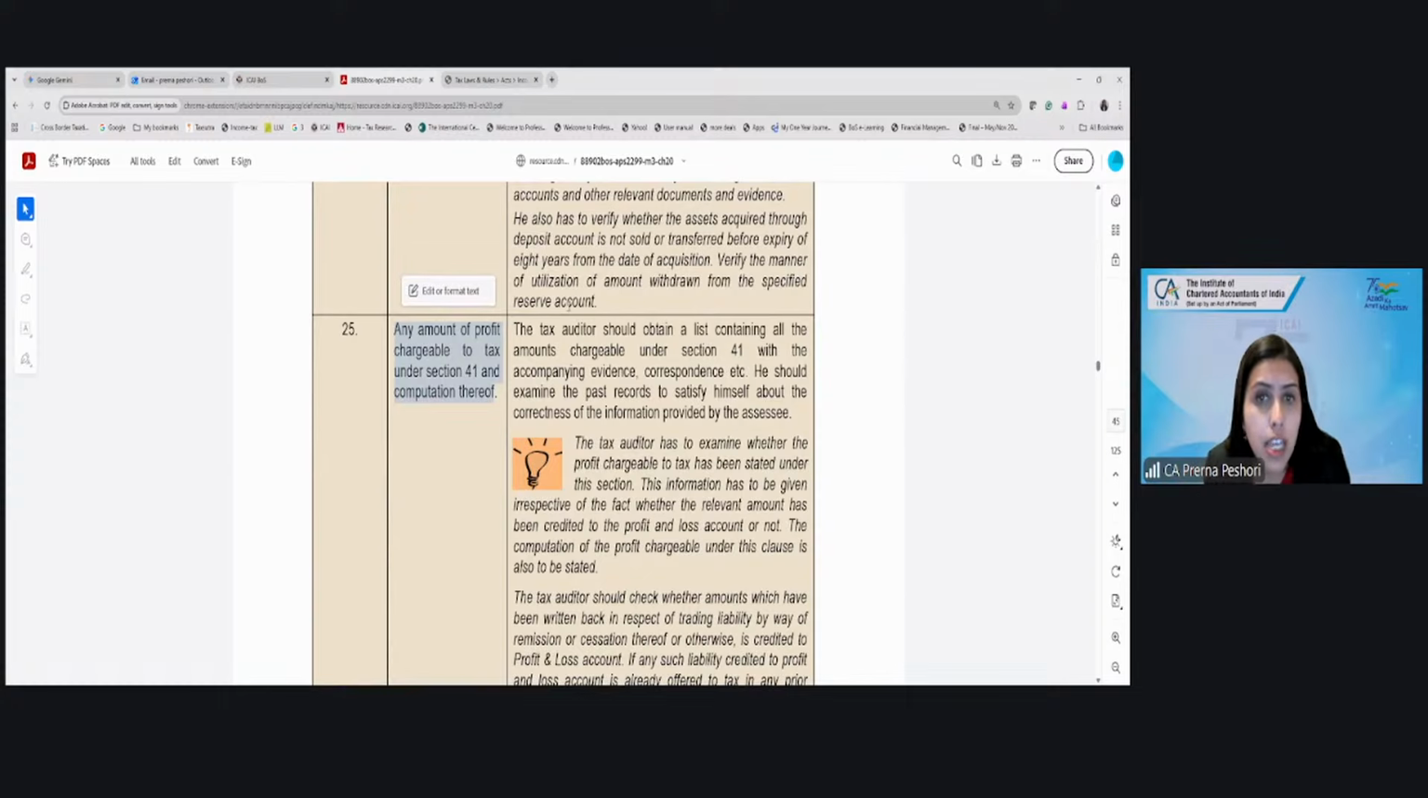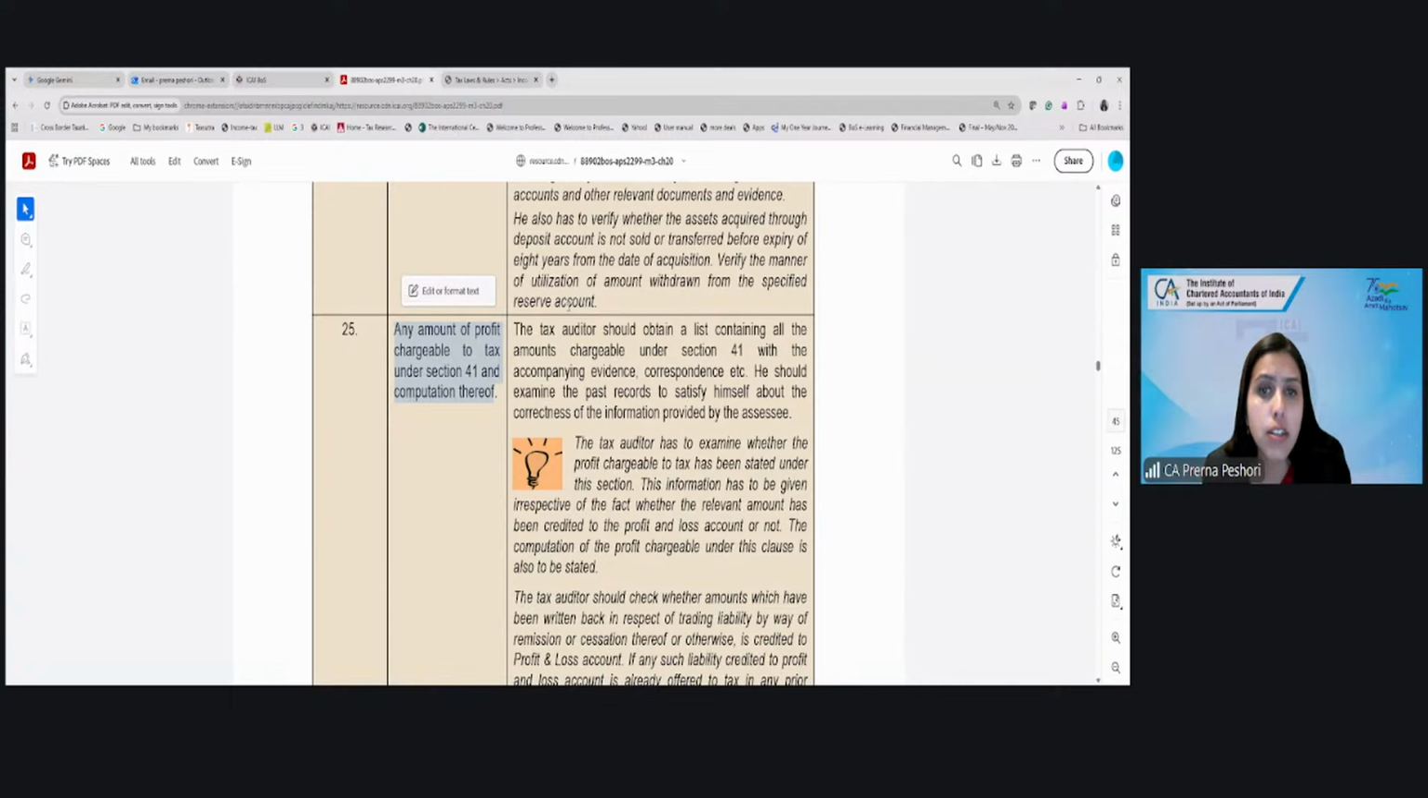So you need to see whether there is any remission or cessation of the liability. And this is irrespective of whether there is a credit to the P&L or not. Are we clear? Even if the assessee himself has not considered this as income, you will consider it if there is any remission or waiver of any liability under 41. Yes or no? Any questions, any doubt?